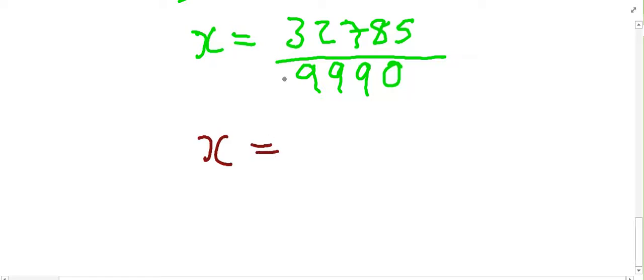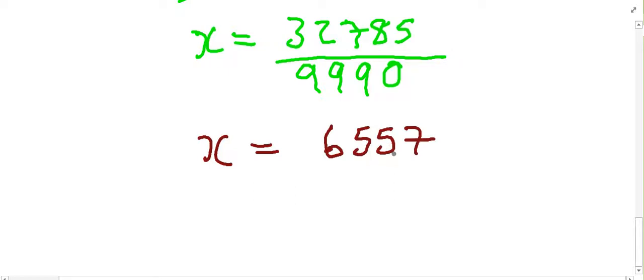So x is equal to, you look for a number that can go into the numerator and the denominator. For sure 5 can go into that, right? So divide the number on top by 5, and the answer is 6557. 6557.